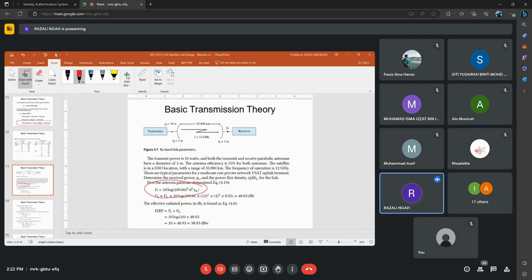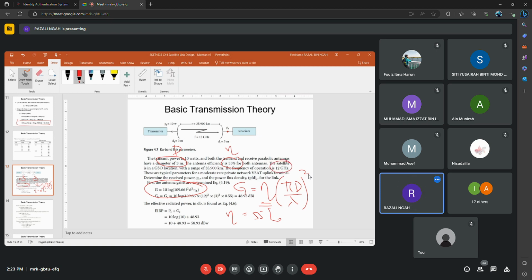Let me see. So normally we use something like this. We have efficiency times pi D over lambda, squared. Normally we use this frequency. So this efficiency is this one, 55%. Pi is constant. D is the diameter. So this D, this efficiency. Lambda is from the frequency.